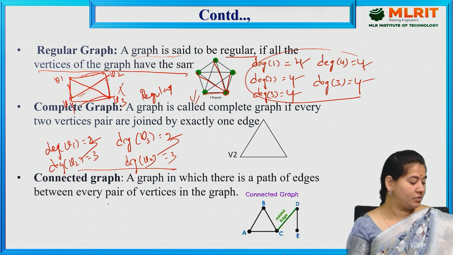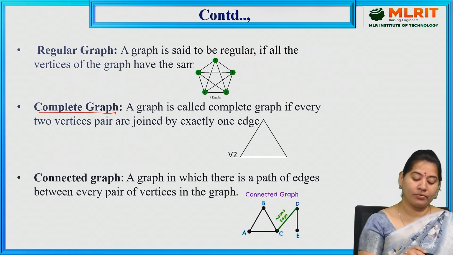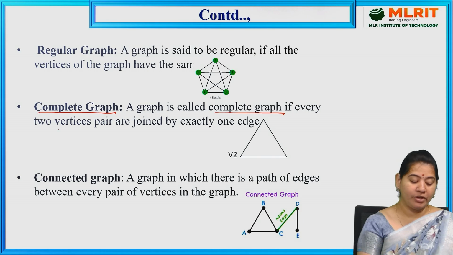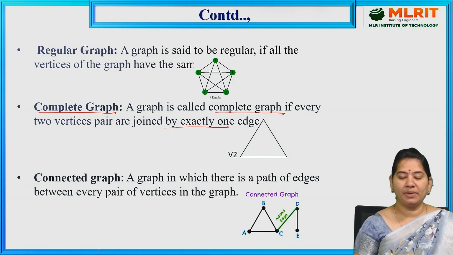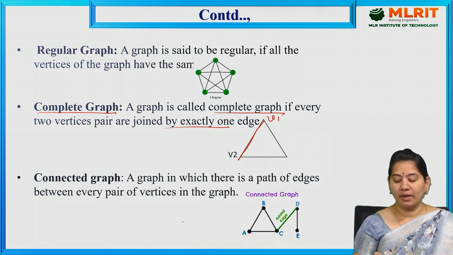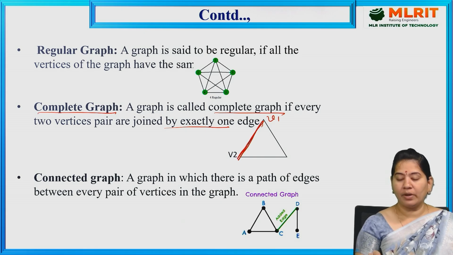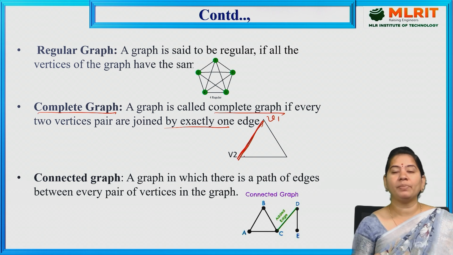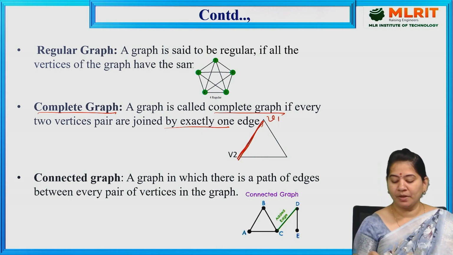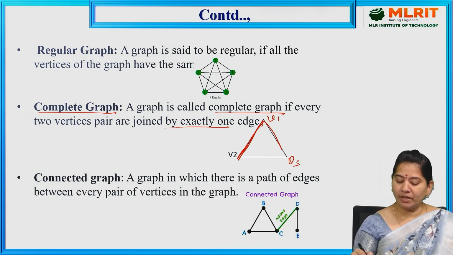Next we have the complete graph. A graph is called a complete graph if every pair of vertices is joined by exactly one edge. What is the meaning here? Let us suppose this is V1 and this is V2, and they are joined by exactly one edge, meaning there is no other option to draw between V2 and V1. So for all pairs of vertices, each and every pair should be connected by one edge. This is V3, for example; V1 to V3 also has one.